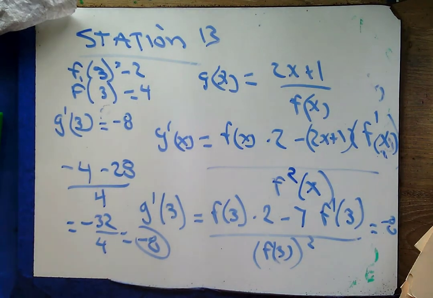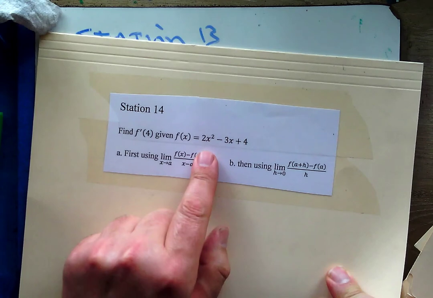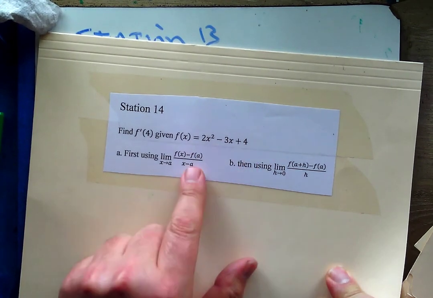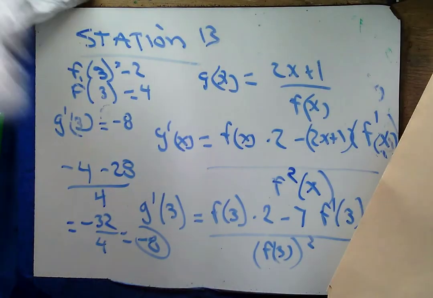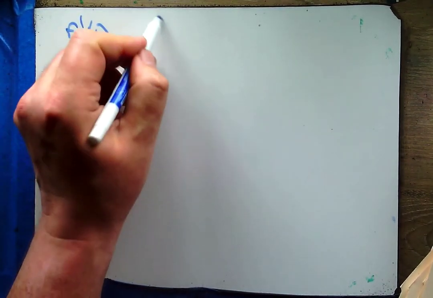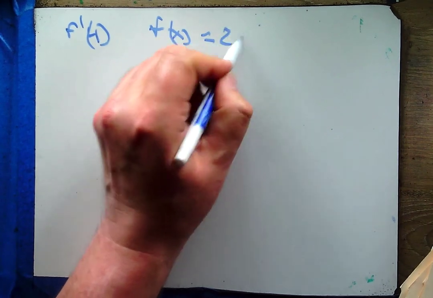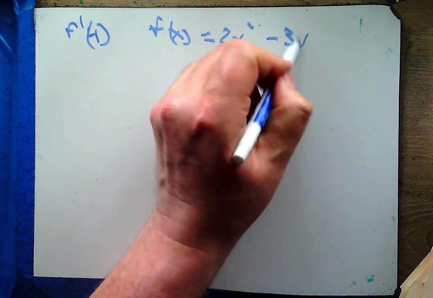All right, and our last station. We want to find f prime of 4 using two different limit definitions of the derivative. Okay, well, these are good stations. You definitely need to know all this stuff for the f of x equals 2x squared minus 3x plus 4.